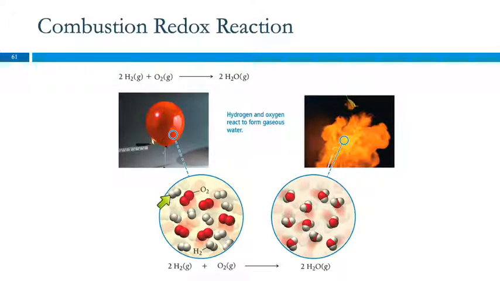It's just a combination of hydrogen with oxygen. It's a very vigorous reaction. It releases a lot of energy.